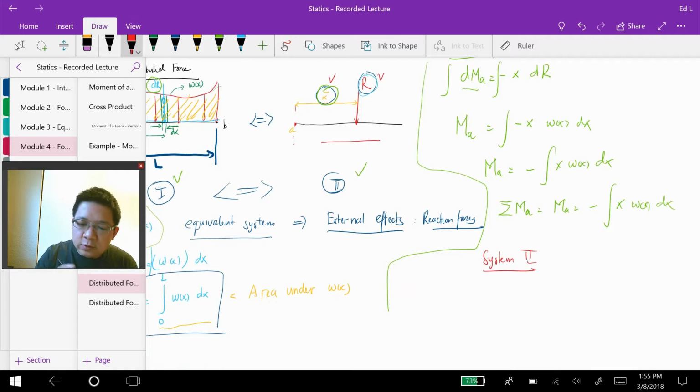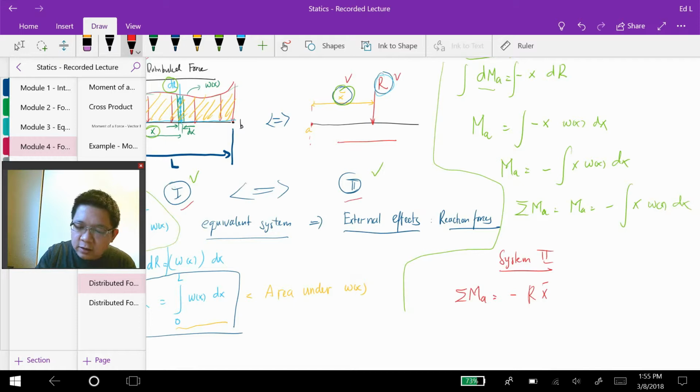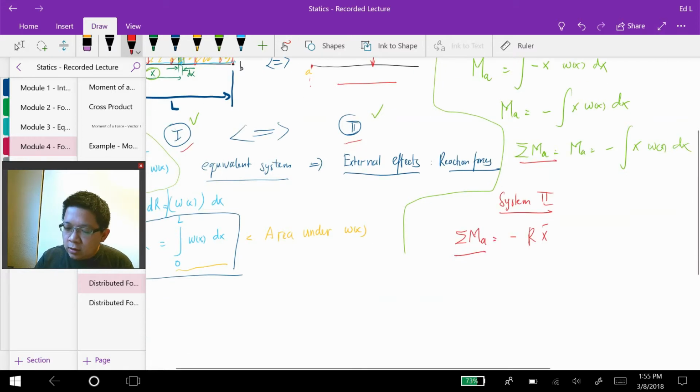So this is system 2, right? So the sum of the moment at A will be just minus R times x bar, right? Minus R times x bar. So since these two systems are equivalent systems, then we will expect that the sum of moment from these two systems are going to be the same. So in here I can write it down as minus R x bar is equal to minus the integral of x w(x) dx.